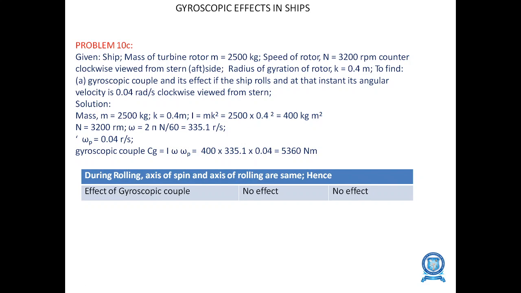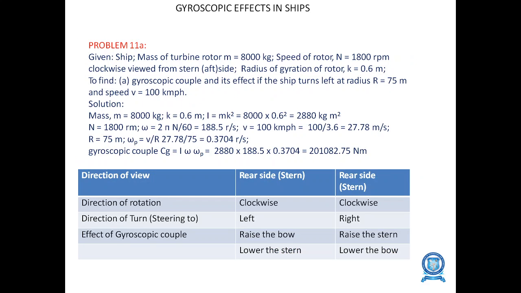Similar problem: given the mass of the turbine rotor and the speed of the rotor when viewed from the stern side. Find the gyroscopic couple and effect for the angular velocity when viewed from the stern. Find C, I omega omega p. Due to rolling, the axis of spin and the axis of rolling are the same, therefore there will be no effect. So these are the three different types of problems in the gyroscopic effect in ships.